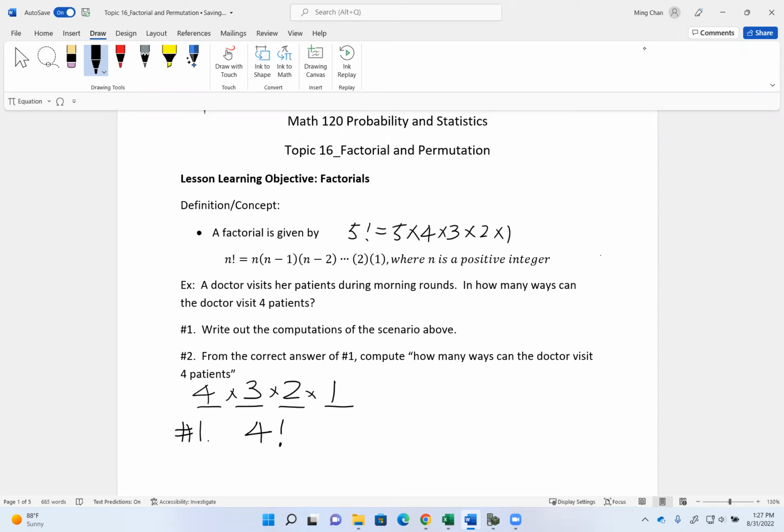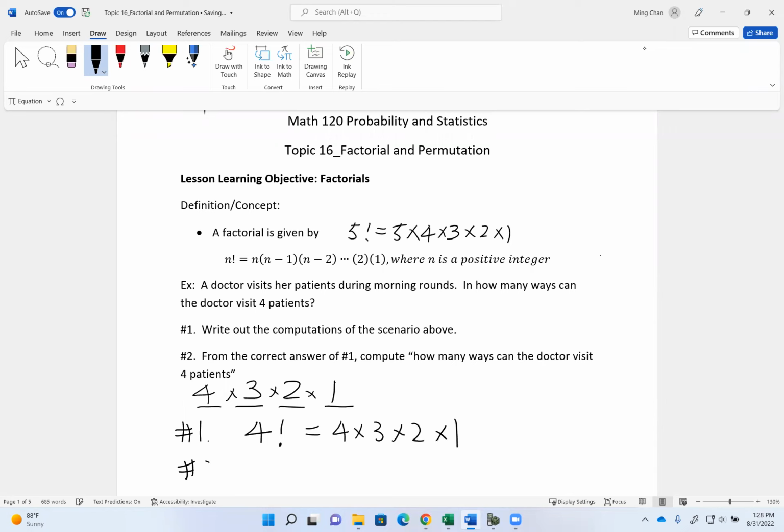Because there is no revisiting, the order in which the doctor goes to see the patients matters. Once a doctor saw that patient, that doctor is not going back again. So the order in which the doctor meets her patients matters. In that case, it's a factorial type of problem. So that will be 4 times 3 times 2 times 1.